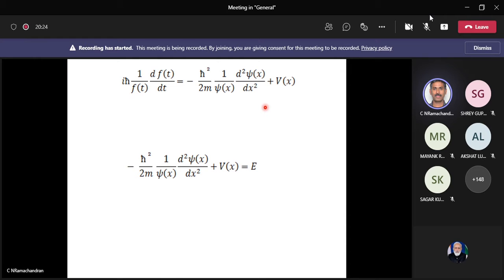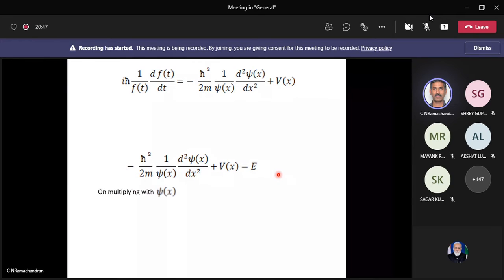First I am answering B equal to C, because that is our main aim. Okay, so in this case, I have minus h cross square by 2m, 1 by psi of x, d square by dx square psi of x is equal to blah, blah, blah like that. Okay, this I got. Now, still it is not in the form whatever we earlier discussed, but that needs a small modification. What is that modification? You have to multiply throughout by psi of x.